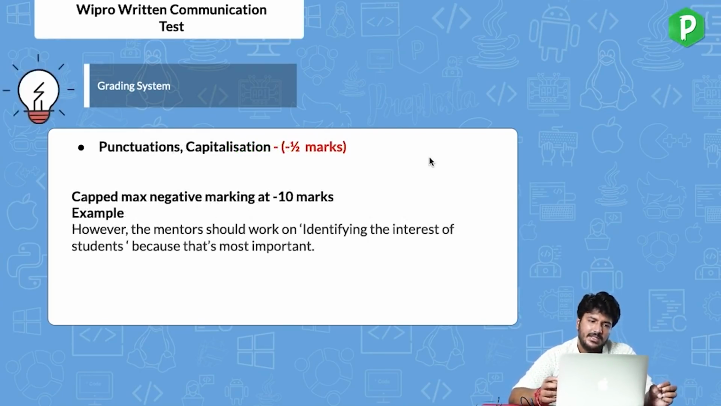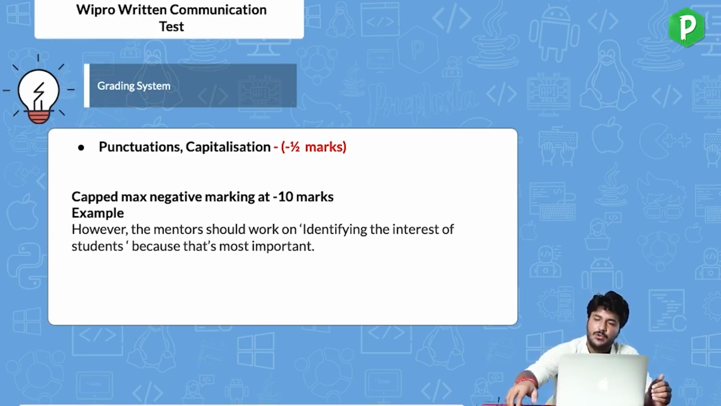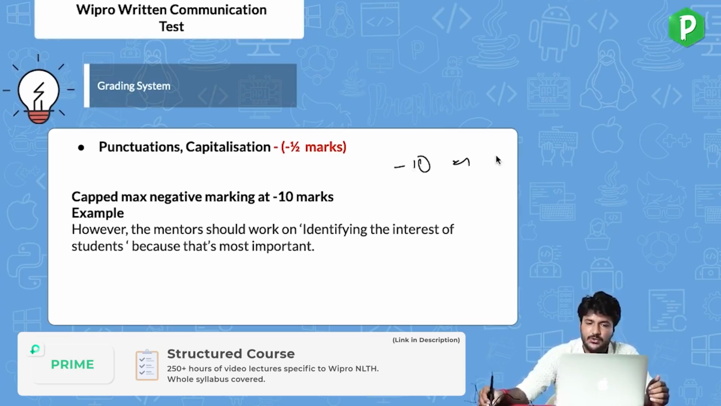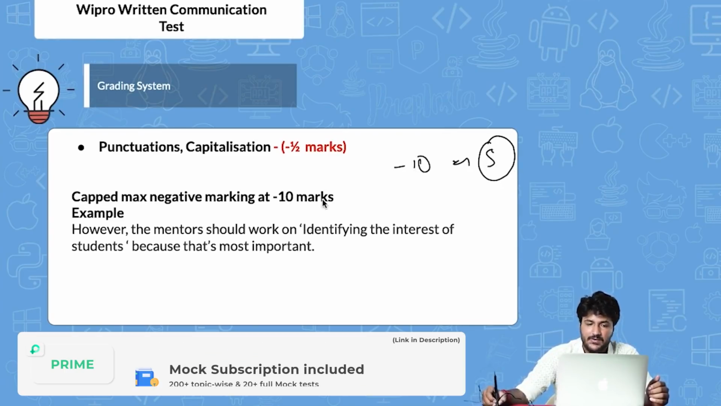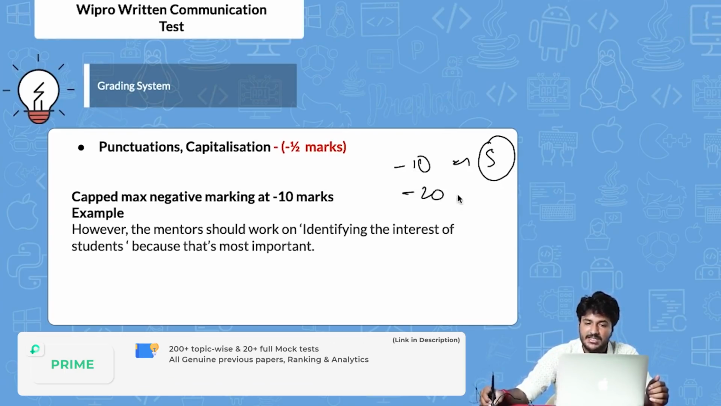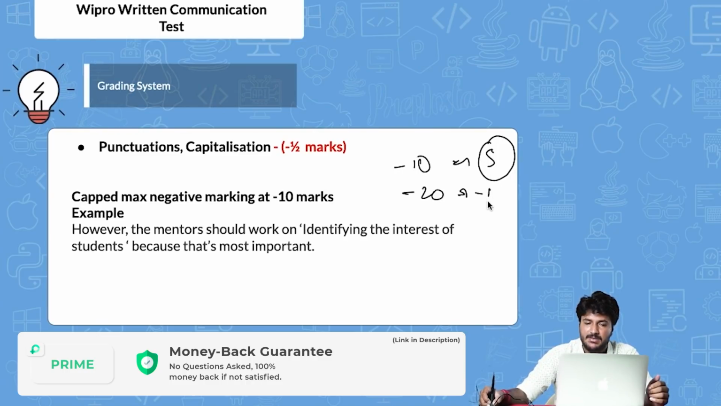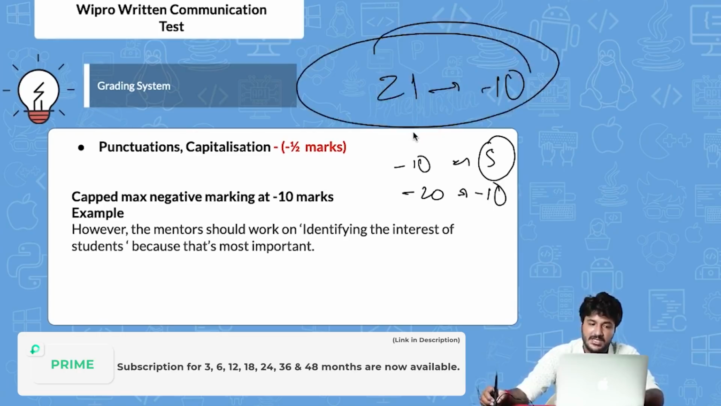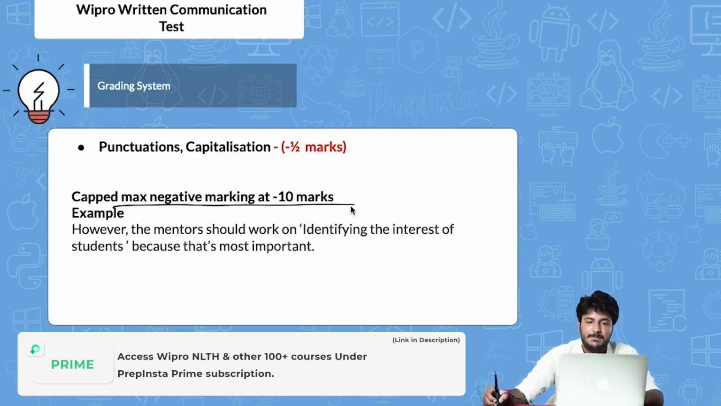Moving further, the grading system also checks punctuation, capitalization, etc., which has no positive marking, but it reduces your marks. For every error that you make, -1/2 mark is given. So if you make, let's say, 10 mistakes, you are going to get -5 marks. If you make 20 mistakes, you are going to get -10 marks. If you make 21 mistakes, you also get -10 marks, because the maximum negative marking is capped at -10.